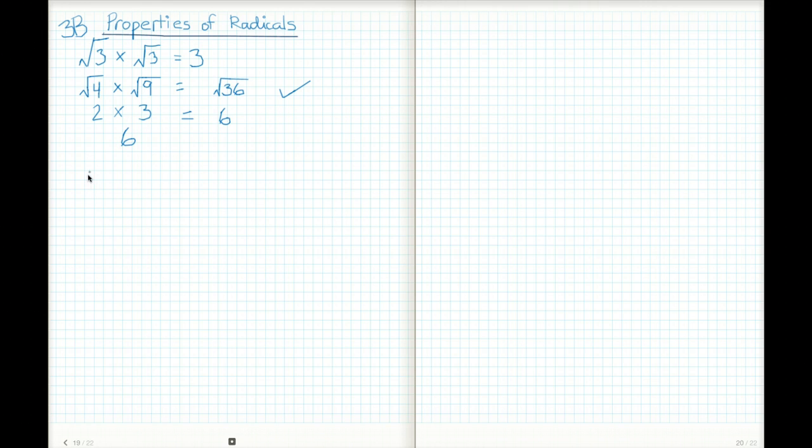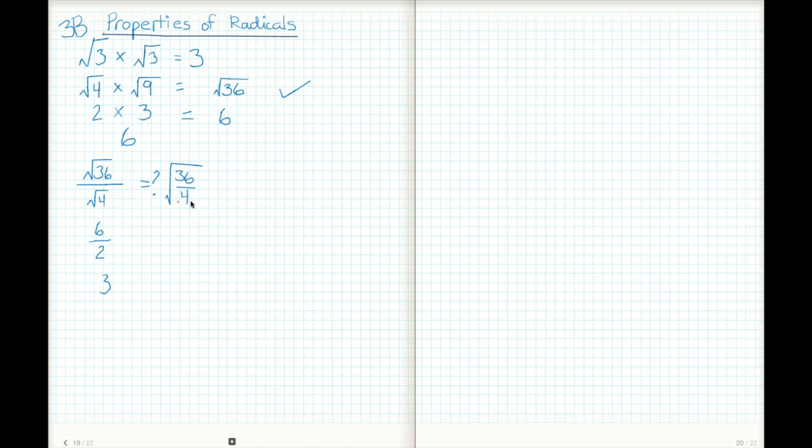What about dividing? Let's use some similar numbers and take the square root of 36 and divide it by the square root of 4. So we want to find out whether or not that's the same as dividing 36 by 4 first and then taking the square root. So let's again check each side of the equation. We're first asking, are these equal to each other? Square root of 36 is 6. Square root of 4 is 2, and 6 divided by 2 is equal to 3. So the left-hand side of the equation is 3.